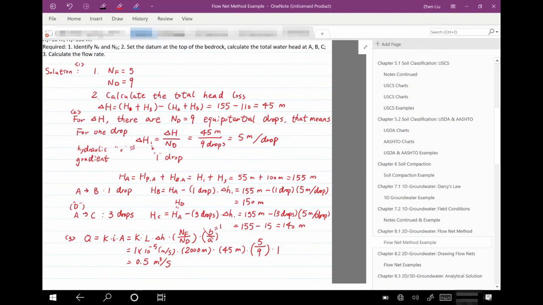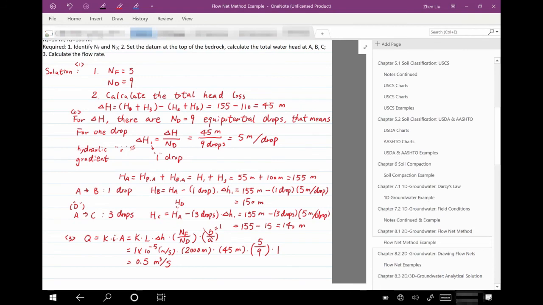If you want to build a dam to hold water behind the dam as a reservoir, sometimes you need to calculate how much water you can expect to receive on the other side of the dam. And this is the application. So based on what we learned, now you are given a flow net, you should be able to calculate the flow rate. And also you can calculate the water head at any point in the soil beneath the dam.